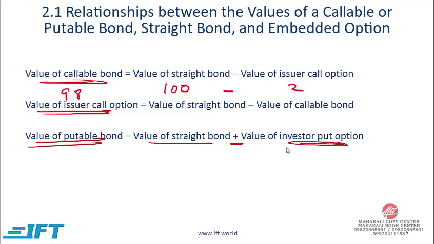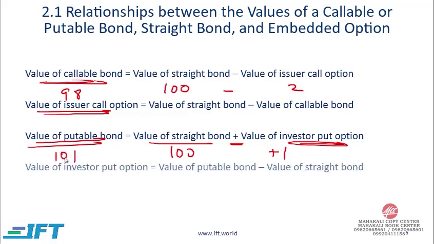option. And going with a similar example, say the value of a straight bond is 100 and we have a comparable puttable bond similar in all respects except that this bond has a put option. If the value of that put option is 1, then the value of the puttable bond will be 101. And again, using basic algebra, we can say that the value of the put option is equal to the value of the puttable bond minus the value of the straight bond.